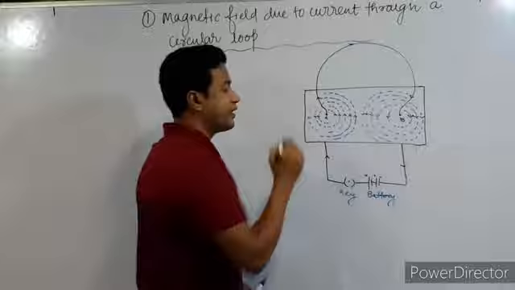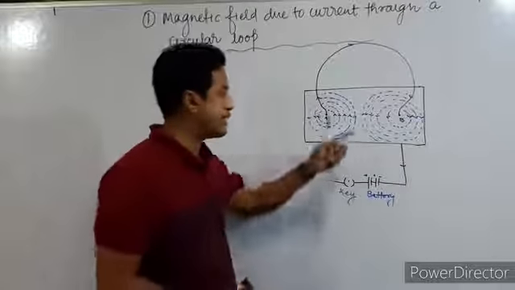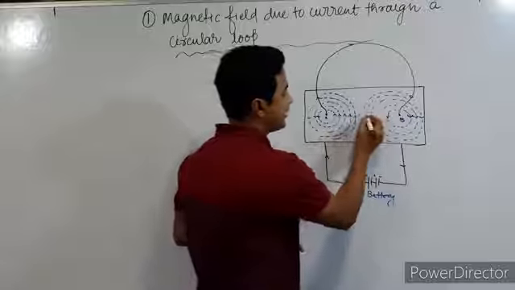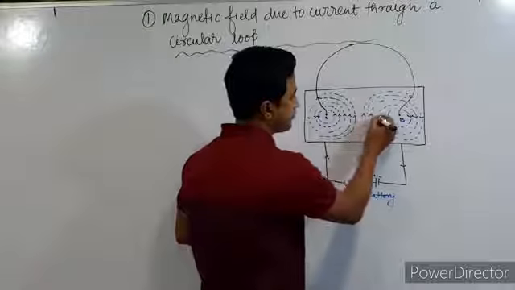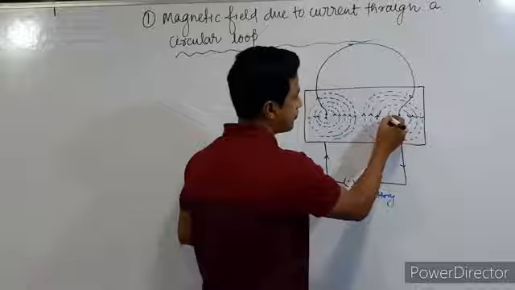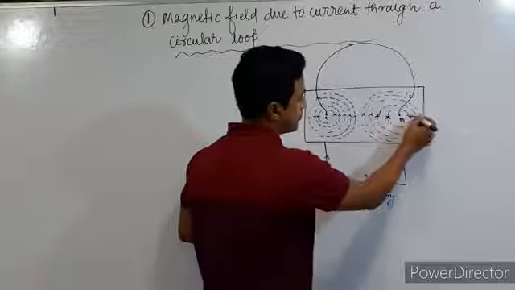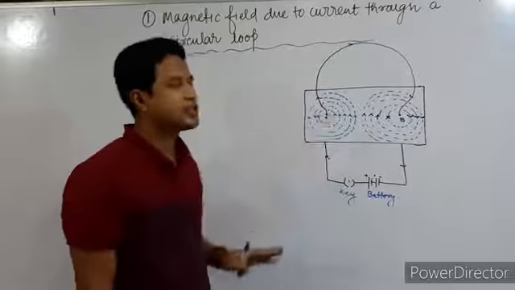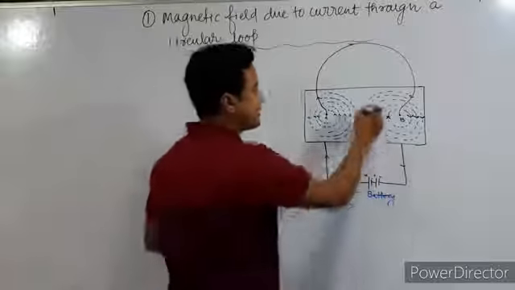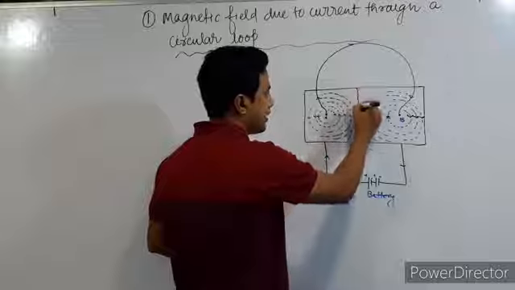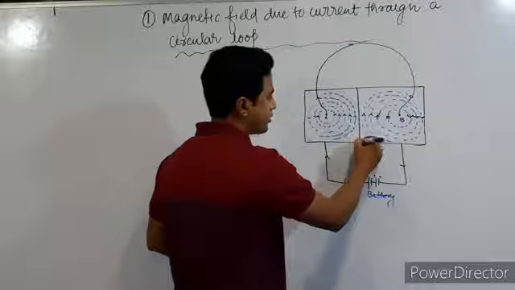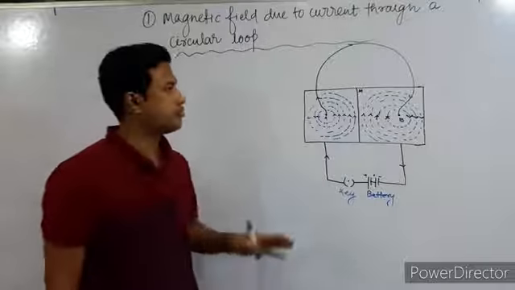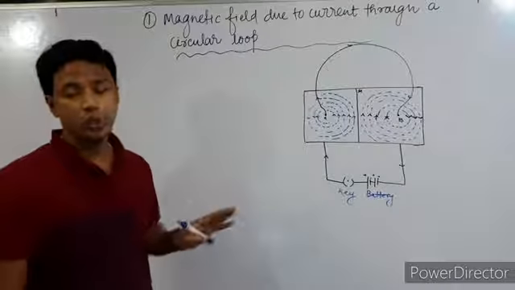So here at point A, the direction of the magnetic field is anti-clockwise, and here the direction of the magnetic field is clockwise. So this is the simple diagram of a circular loop. At the center, the magnetic field will be what? It will be a straight line. It is the basic concept of your circular loop.